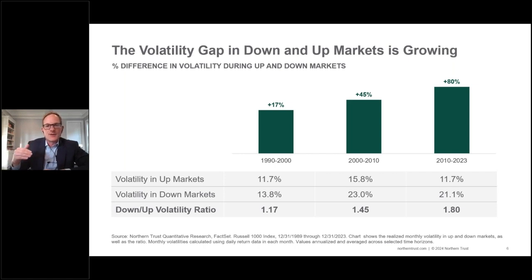So down versus up volatility, you can see that between 1990 and 2000, that ratio is just about 1.2. The next decade jumped to almost 1.5. In the last decade, it's about 1.8 and growing from there. The last few years have been elevated even further. This means that there's more volatility, more severe volatility on the downside than there is on the upside, a significant asymmetric risk pattern developed in equity markets.